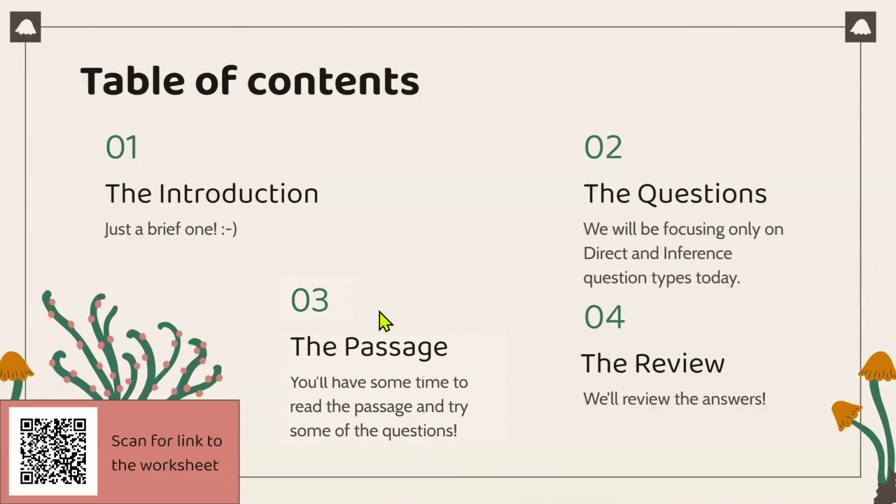Because it is the expository comprehension component only, we will only be focusing on two question types for today. After we're done looking at the question types, I will give you some reminders because I know some of your WA1s are on section C as well. Then I will give you some time to read the passage and try some of the questions before we review both the passage and the answers.